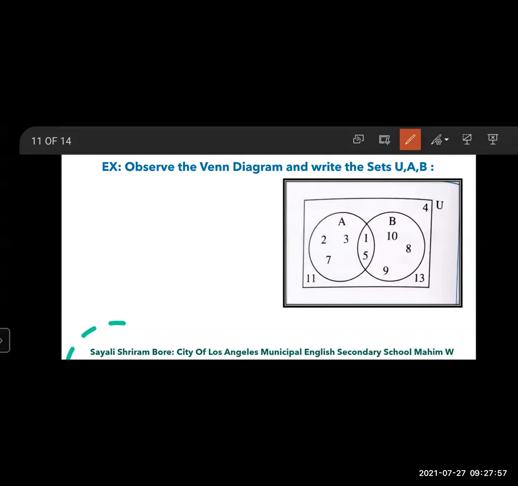So you can see here, three sets are given. That is the U, then A and B. Okay. So let us start how we will write it. First, let us take the universal set. The biggest set, set U. So U is equal to whatever the elements you can see, all those elements you have to write.